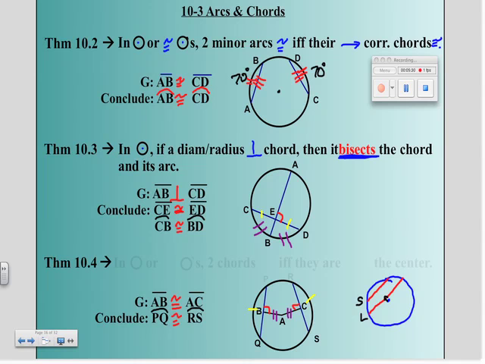So the final theorem in this section states, in a circle or congruent circles, two chords will be congruent if and only if they are equidistant to the center. That closes this mini lesson for today.